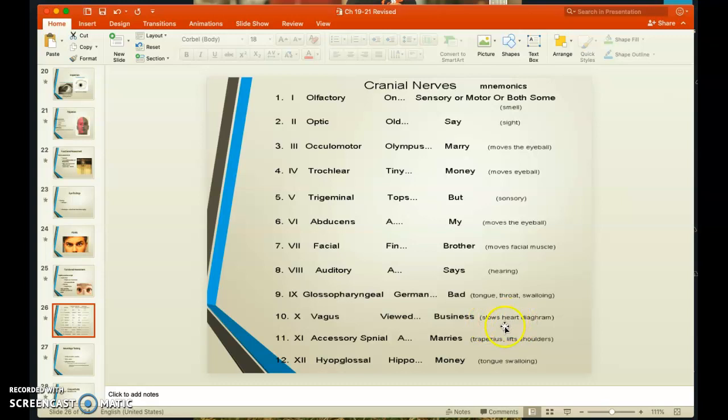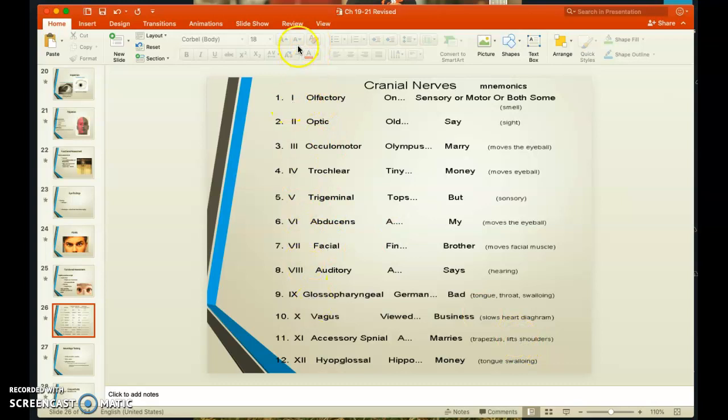Vagus is known as the wanderer. It does a lot of different things. This helps, though, stick out your tongue and say ah, along with hypoglossal. So hypoglossal, move tongue side to side. Vagus helps to swallow. So those two we kind of test together. And then accessory spinal, that's shoulder shrug.